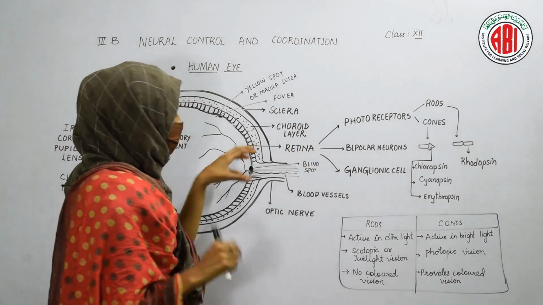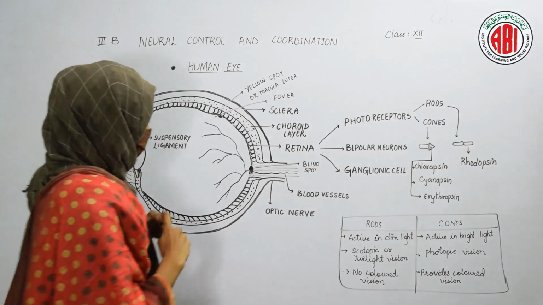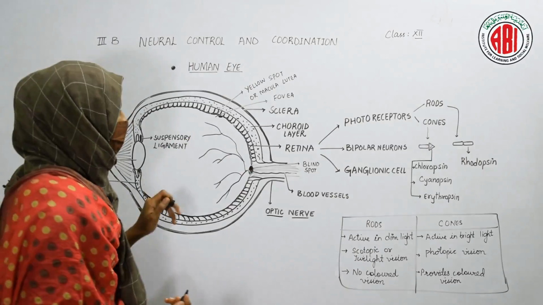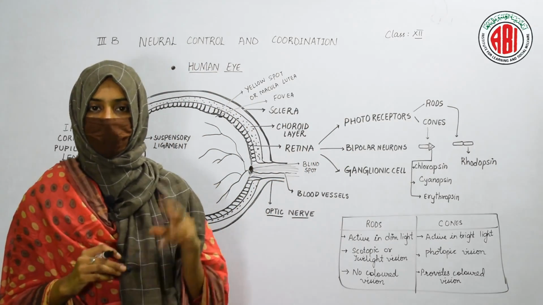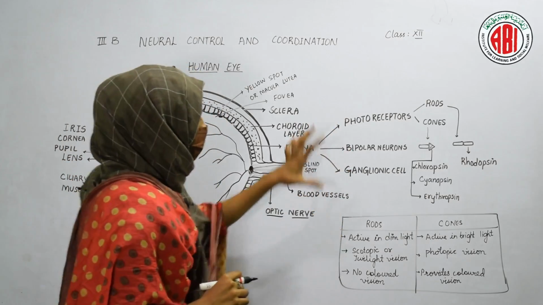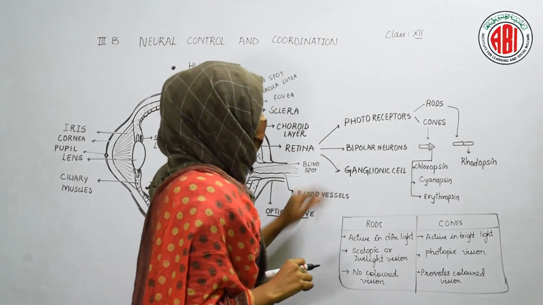And these nerve cells, when they combine together, form a nerve. We call that nerve the optic nerve. Now, we'll talk about the photoreceptors. I told you that photoreceptors contain two cells, rods and cones. Let us see what the different pigments are that you can find in these kinds of cells.